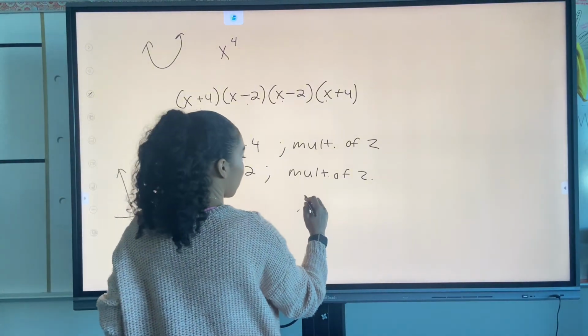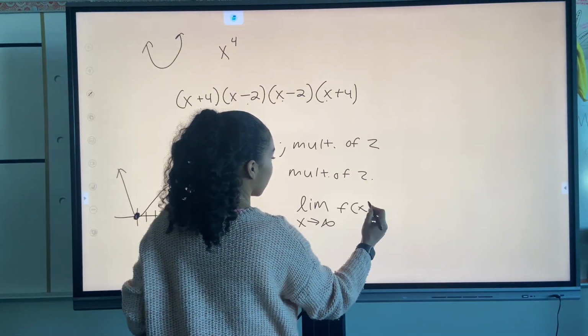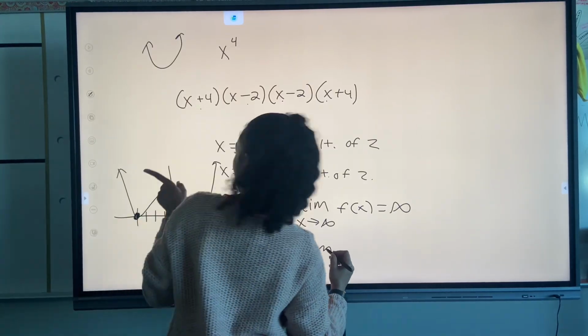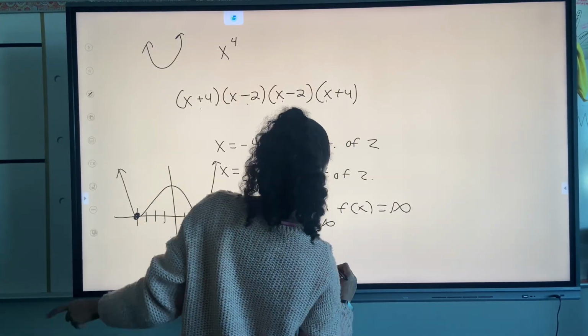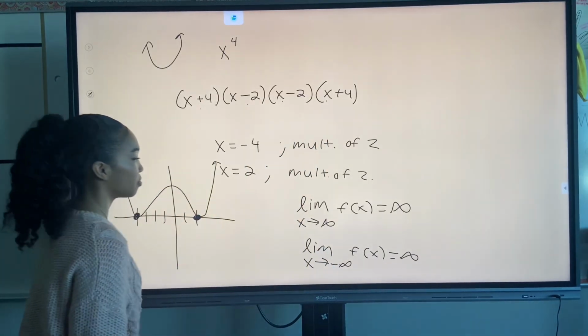So your end behaviors: the limit as your graph goes to the right is infinity, and the limit as your graph goes that way to the left is also infinity. They both go up.